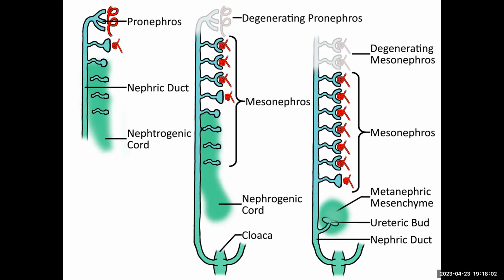At the beginning of week 5, the metanephric blastema secretes a protein known as glial cell-derived neurotrophic factor, which is mercifully abbreviated GDNF. The GDNF induces an outgrowth in the mesonephric duct known as the ureteric bud. And the ureteric bud, as you can see, grows into the metanephric blastema.